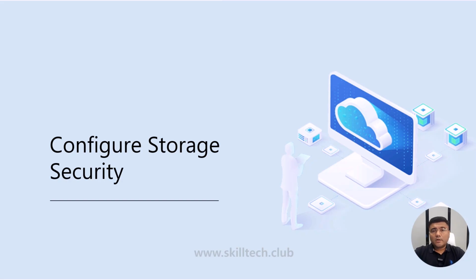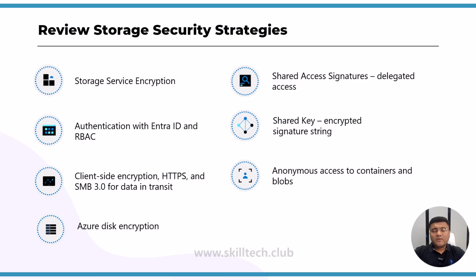Now let's focus on configuring storage security. We already discussed that there are multiple ways to secure your storage account. You can use storage service encryption, which is enabled by default in your general purpose V2 storage account. You can use shared access signature, and you can delegate access based on a token generation mechanism with a specific expiration time. You can use authentication with Microsoft Entra ID or role-based access control, so basically you can take care of full authentication and authorization.